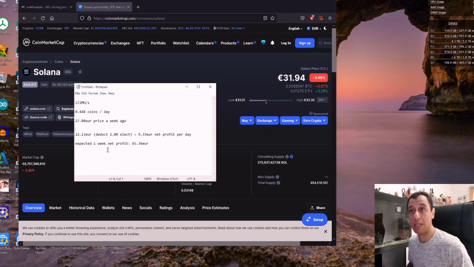The profit that I was expecting to make after a week was going to be €65.34. And that is net profit after I deducted electricity. In actual fact, I would have been making €12.13 before deducting my €2.80 in electricity costs, because I am burning 900 watts on my 5 GPU mining rig when I am mining on the ETHash algorithm. That would have given me €9.33 net profit per day, which is €65.34 a week after electricity costs. So that is what I had mentioned in my previous video. And now it's time to see what I actually did make.